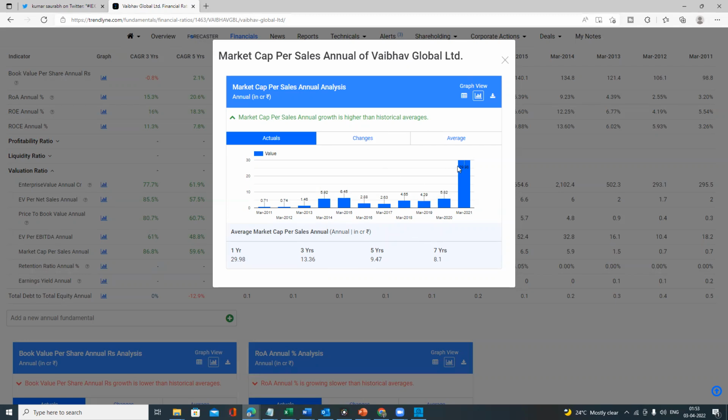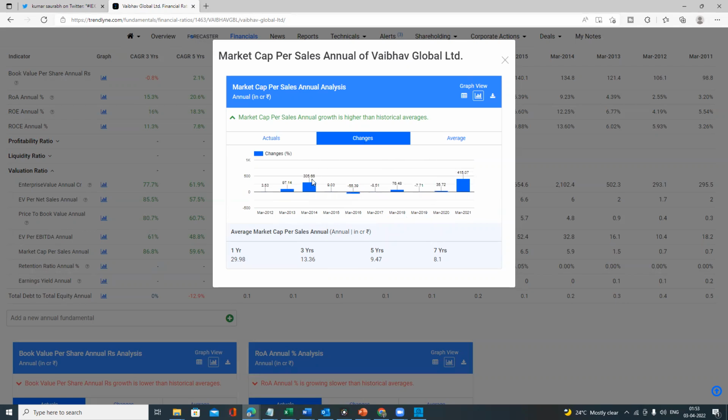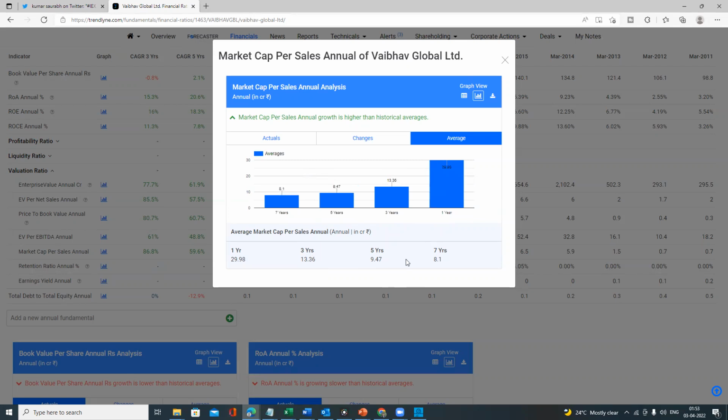So of course you are seeing a spike here because the stock got very highly overvalued. And second, if there is a change, you can see it is increasing, decreasing, and the same thing you can draw. So 7 years back, the stock was at almost 8 times market cap to sales, then 9, then 3, and of late, it went 29 times in FY21. And then the stock has fallen actually 60-70%.